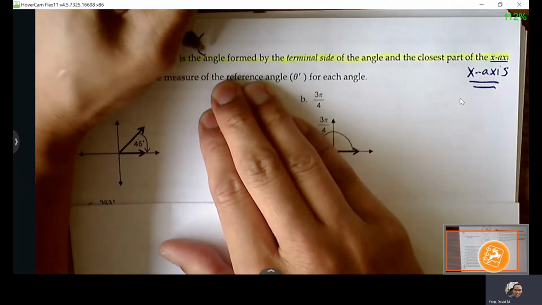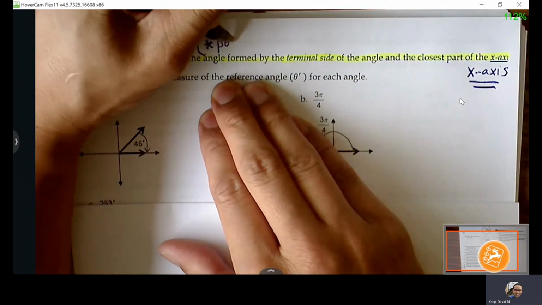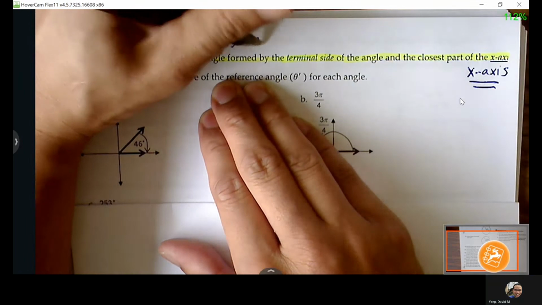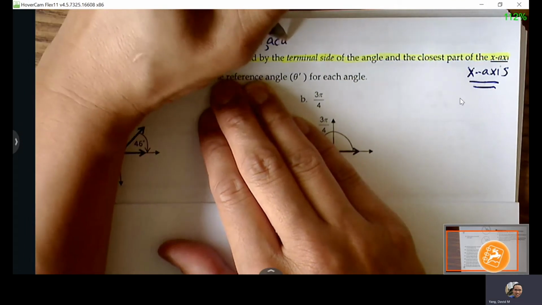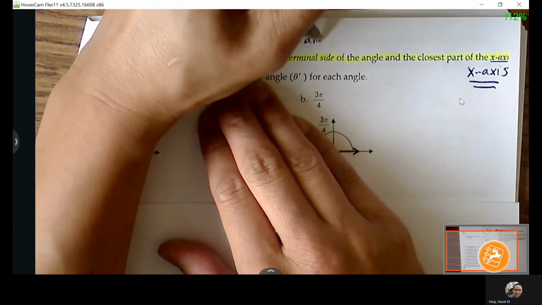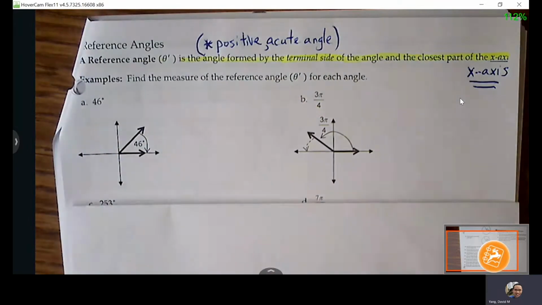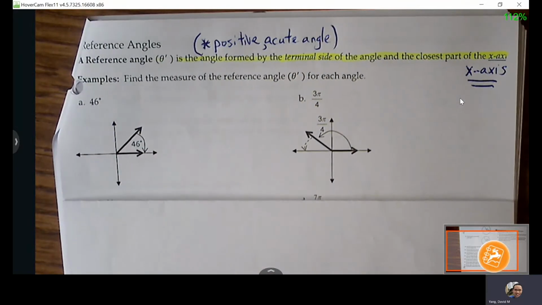Let me specify: positive acute angle. A reference angle is always going to be positive and is always going to be acute, between 0 and 90 degrees.